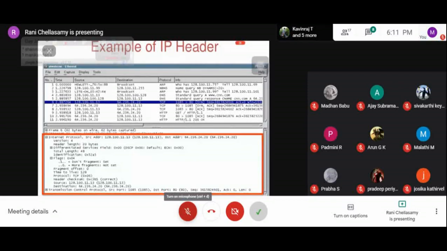The identification field has some values. The flag is also having some values. 1 represents Don't Fragment is set, and 0 means More Fragments is not set. The fragment offset is also set to 0. And Time to Live is 128, representing the number of hops.